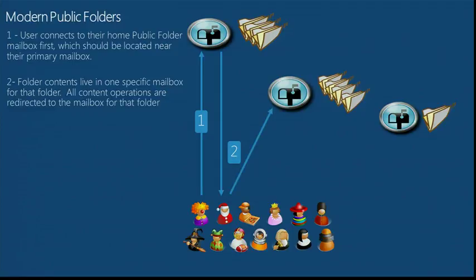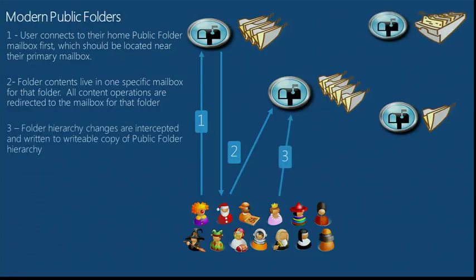If it turns out that it's in a different location, again, they'll just connect to whatever public folder mailbox has the right content set. So if they're moving from folder to folder and those folders are stored in separate mailboxes, they'll be jumping from mailbox to mailbox behind the scenes, and they won't notice anything at all. It'll be completely transparent to them.